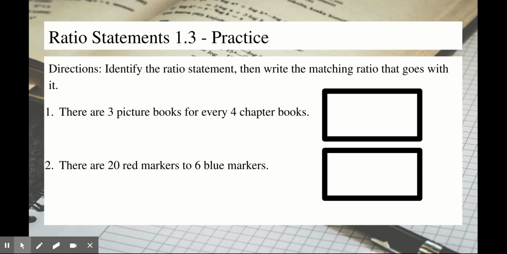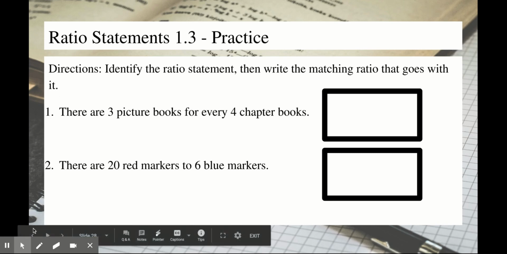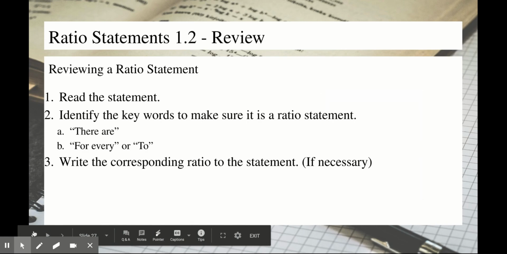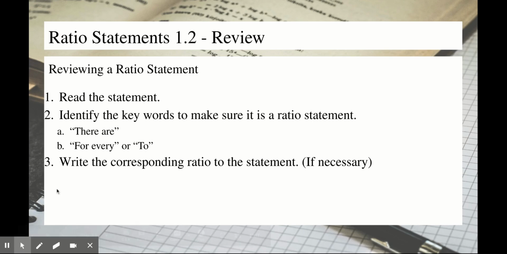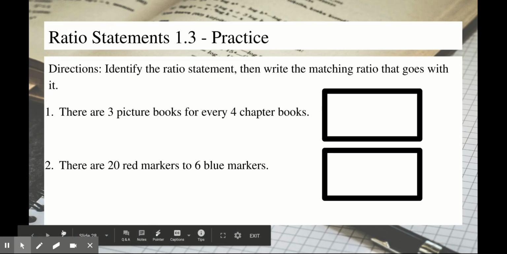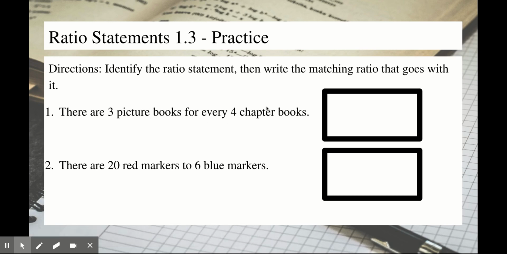Now we are going to practice. The first thing that we need to do is identify the ratio statement, then write the matching ratio that goes with it. So let's hop on to our first problem here, and let's go back to our review slide where it talked about the first thing that we need to do, and that is read the statement. There are 3 picture books for every 4 chapter books.